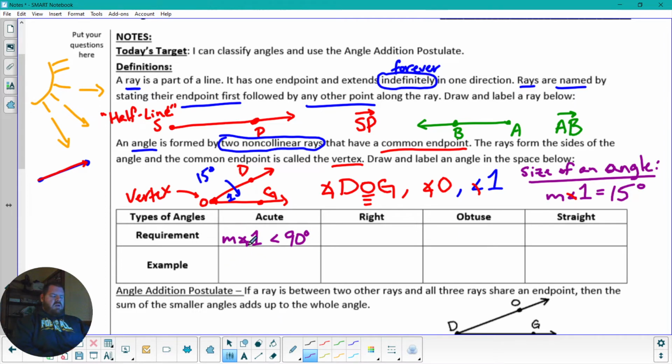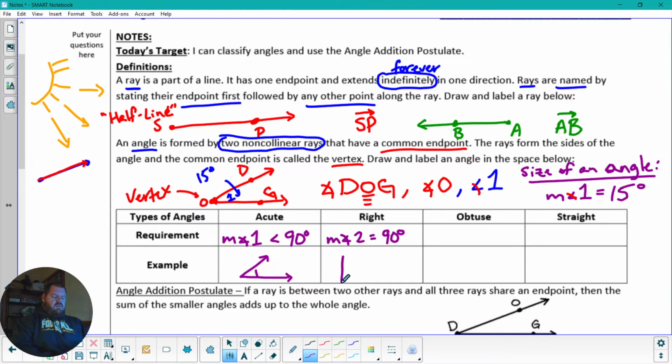So an acute angle measures less than 90 degrees. For an example, we just want something that's small. It's an acute little angle. We're saying that's angle 1, and it has some measurement that's less than 90 degrees. A right angle, call this one angle 2, is equal to 90 degrees.